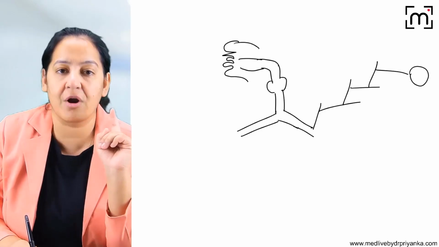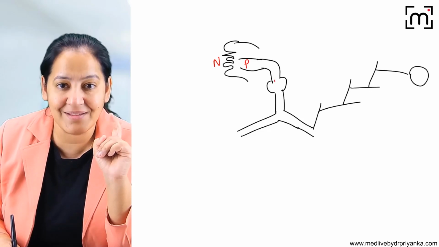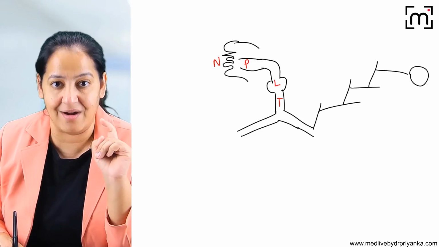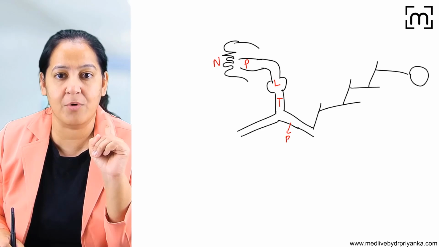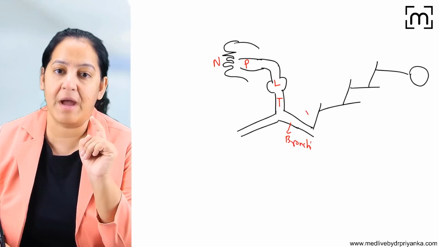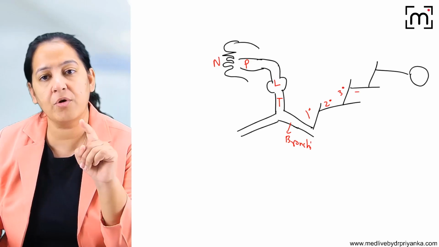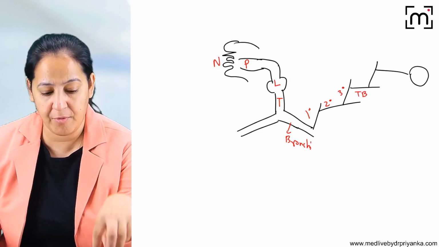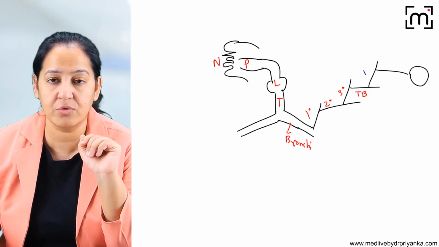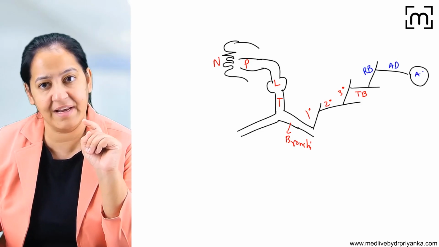Let me write. So let's start from nose. This is nose. After the nose, there is pharynx, and then there is larynx. After that, there is trachea. Then there are bronchi. These are the main bronchi, the two principal bronchi, the right and the left. Then there are bronchioles: the primary bronchiole, secondary bronchiole, tertiary bronchiole. Tertiary bronchiole leads to terminal bronchiole. After terminal bronchiole, we have three more things. What are those three more things? Respiratory bronchiole, alveolar duct, and finally alveolar sac.